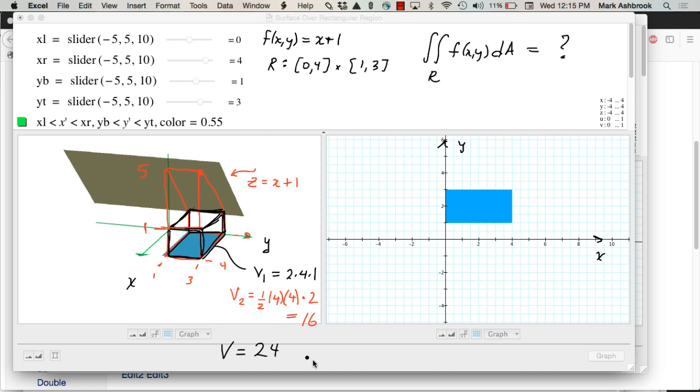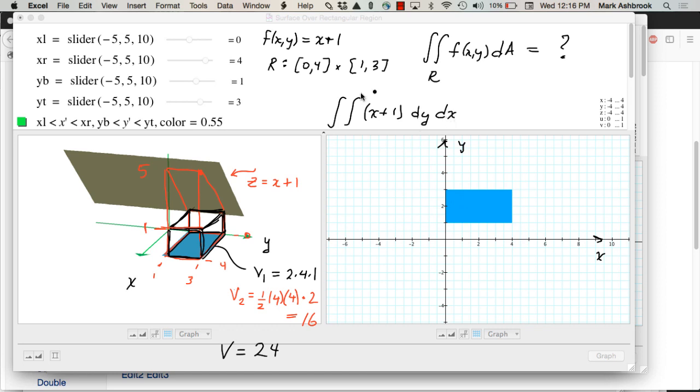So that's using geometry of large solids, right? So if we evaluate the integral, we ought to get 24. So how do we set that integral up? We're going to integrate our function, which is x plus 1. Because we have a rectangular solid with all constants, either order is fine. So we could do dy first and then dx, or dx first and then dy.